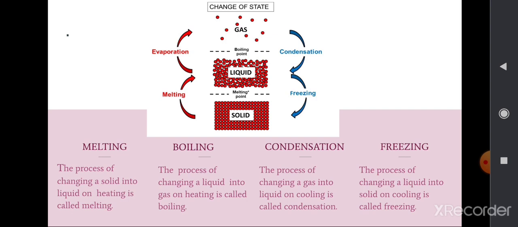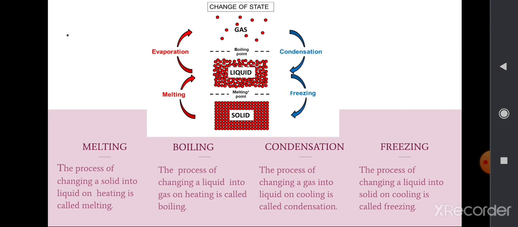Boiling. When a liquid is heated, the spaces between the molecules increase till the liquid finally changes into gas. For example, if you boil water, after some time it gets converted to gas. This process of changing a liquid into gas on heating is called boiling.